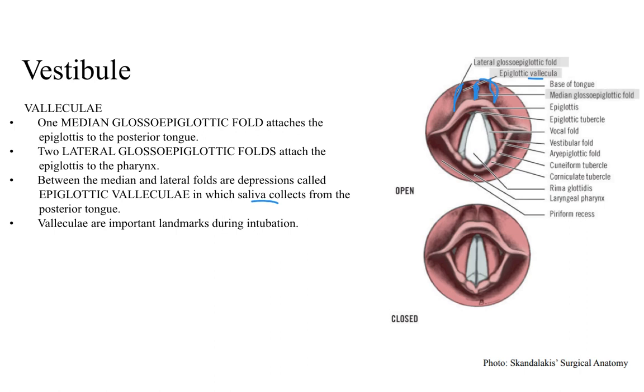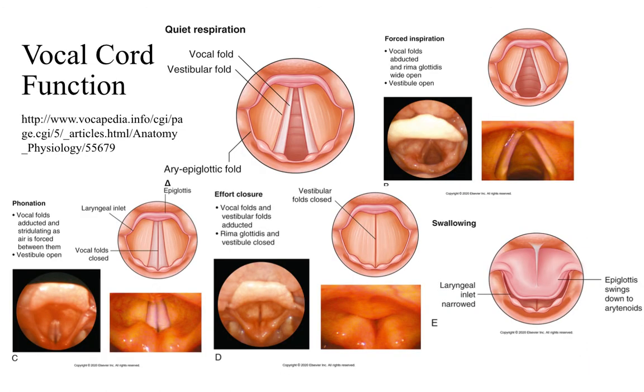Clinical significance of the valleculae are that they serve as landmarks for intubation, so that you know where to put certain parts of the intubation kit to keep the epiglottis open, so you can maintain the open status of the glottis. In Canvas, I will post this link right here that will take you to a video showing you how the vocal cords work. But for here, basically what this is showing you is to pay attention to the true vocal cords right here.